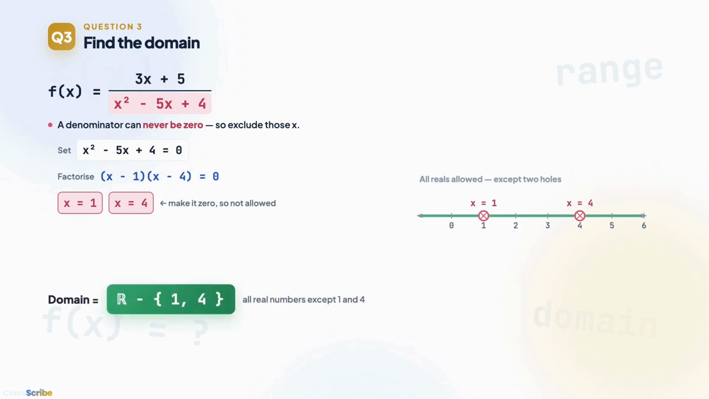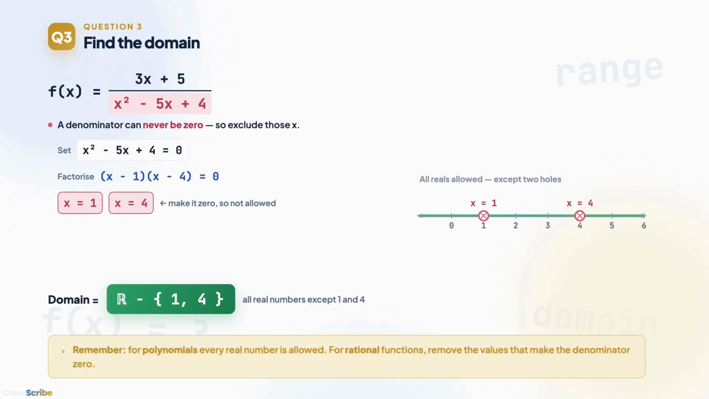These values are not allowed. Hence, the domain is all real numbers except 1 and 4. We can write it as R - {1, 4}. A simple trick to remember is that for polynomial functions, all real numbers are allowed, but for rational functions, we must remove the values that make the denominator 0.